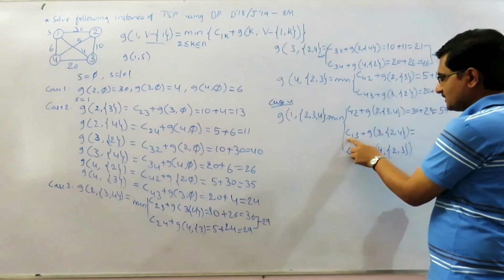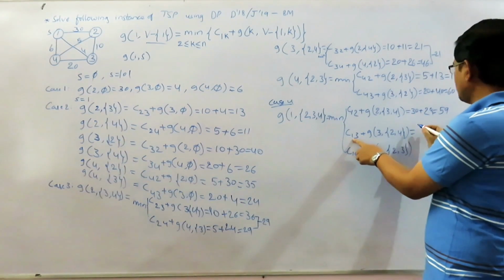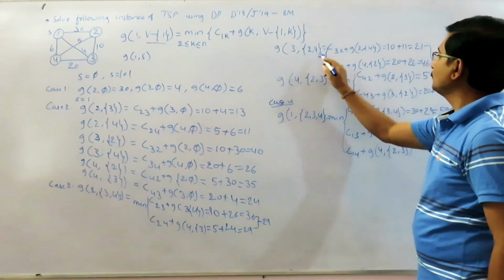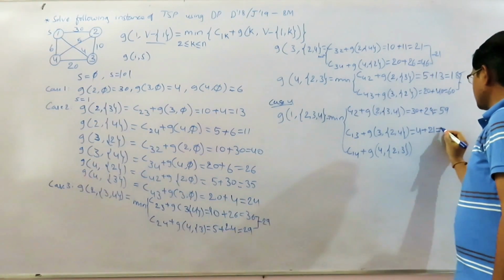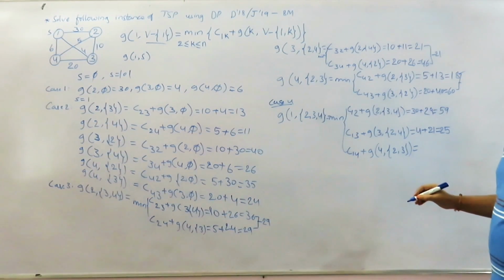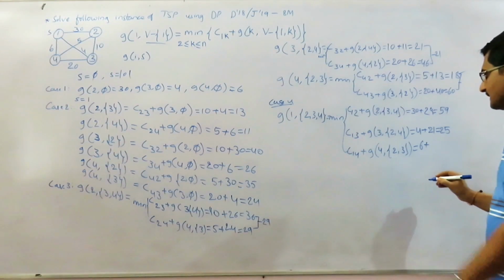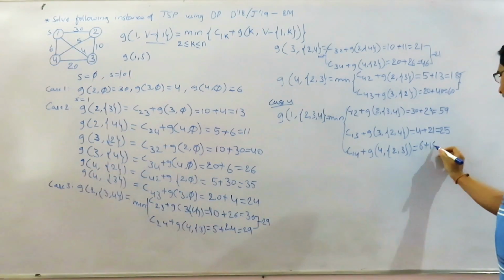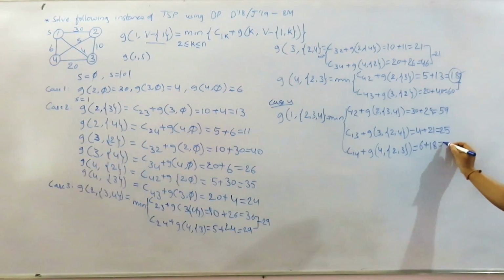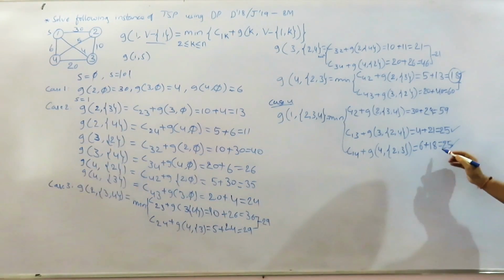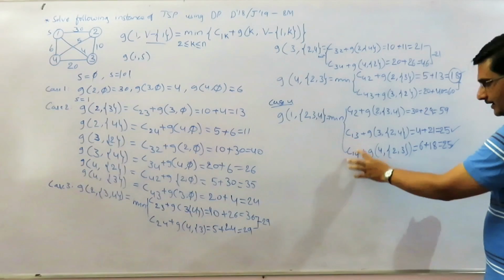This is equal to C of 1 to 3, which is 4, plus G of 3 to 2, 4. 3 to 2, 4 we have got 21. So this is equal to 25. And 1 to 4 is 6 plus G of 4, 2 to 3. 4, 2 to 3 we have got 18 minimum. So this is 24. So we have got the shortest path. The traveling salesman solution is 25. We have got this from either going from 1 to 3 or from 1 to 4.